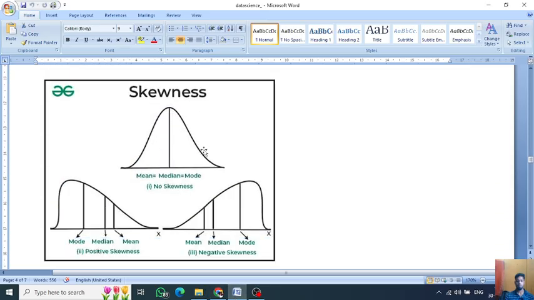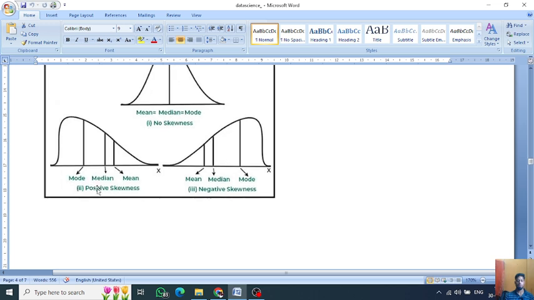Let me show this skewness. This is normal, no skewness. Normal, no skew. Left and right are both the same. This is the median point. Here mean, median, mode are all equal. Here you can see the positive skewness. You can see the right portion is long.